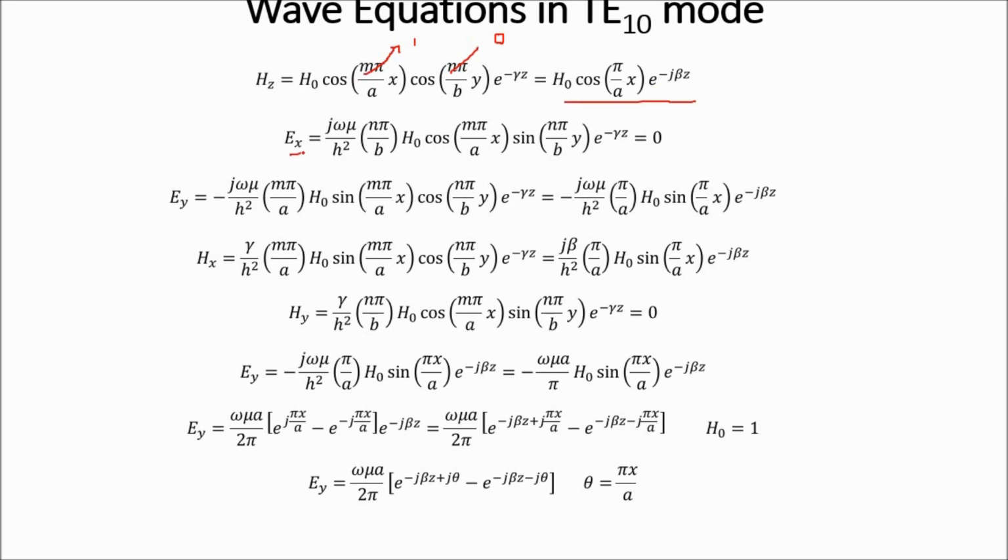Now you can find the Ex component. If you put m equal to 1 and n equal to 0 here, sine 0 is 0. So everything will be 0. So you get 0 here. If you find the y component, then it is sine and cosine. Cosine 0 is 1, so this is 1, and sine of m pi is here, so you get some m pi, and this one.